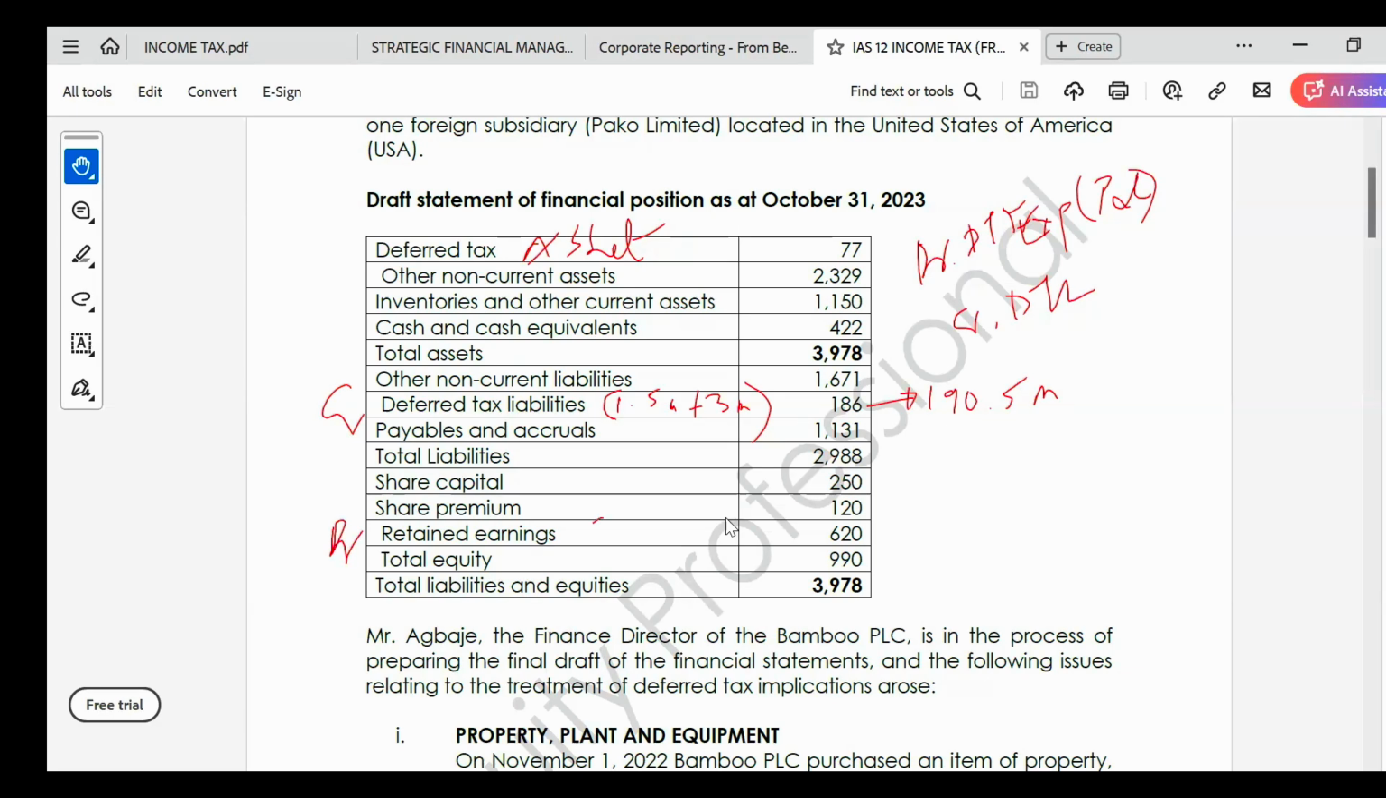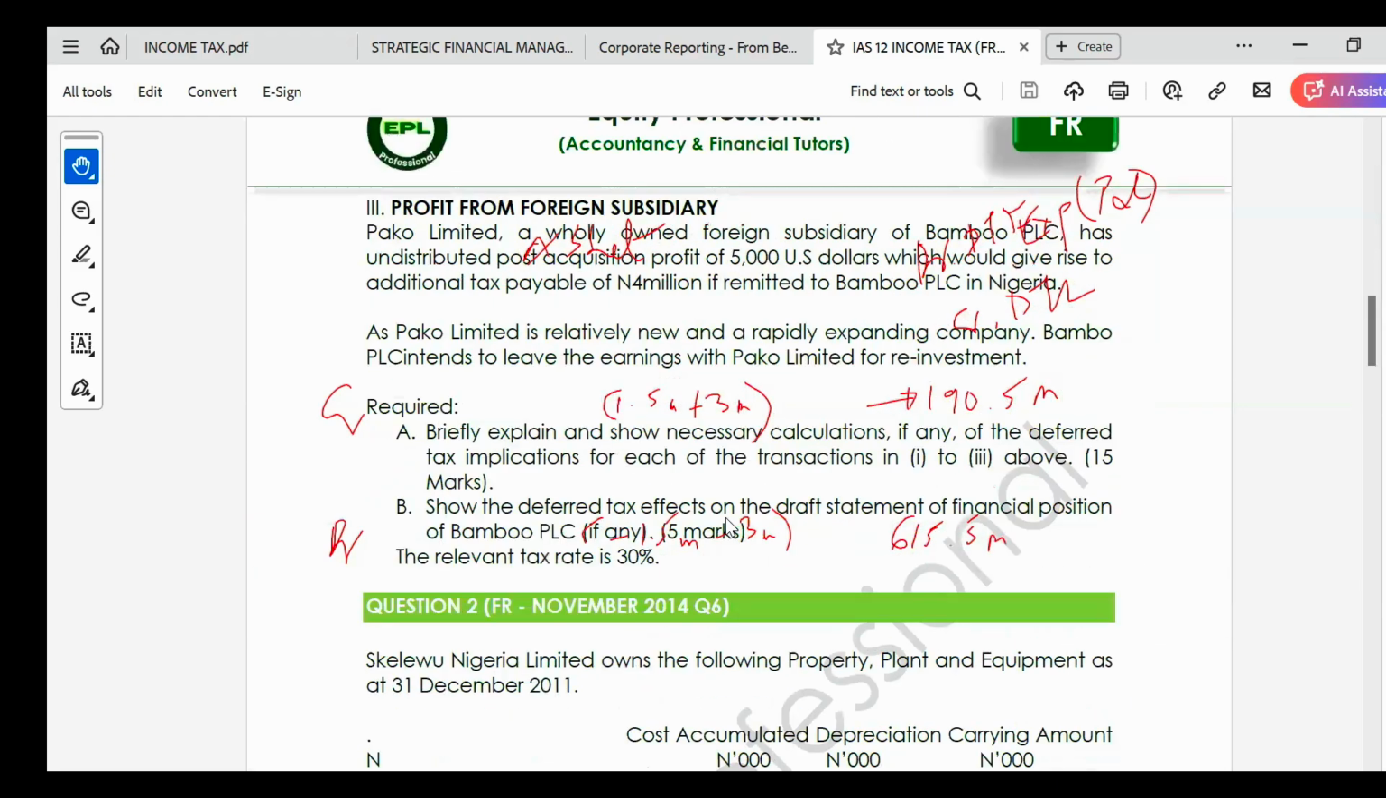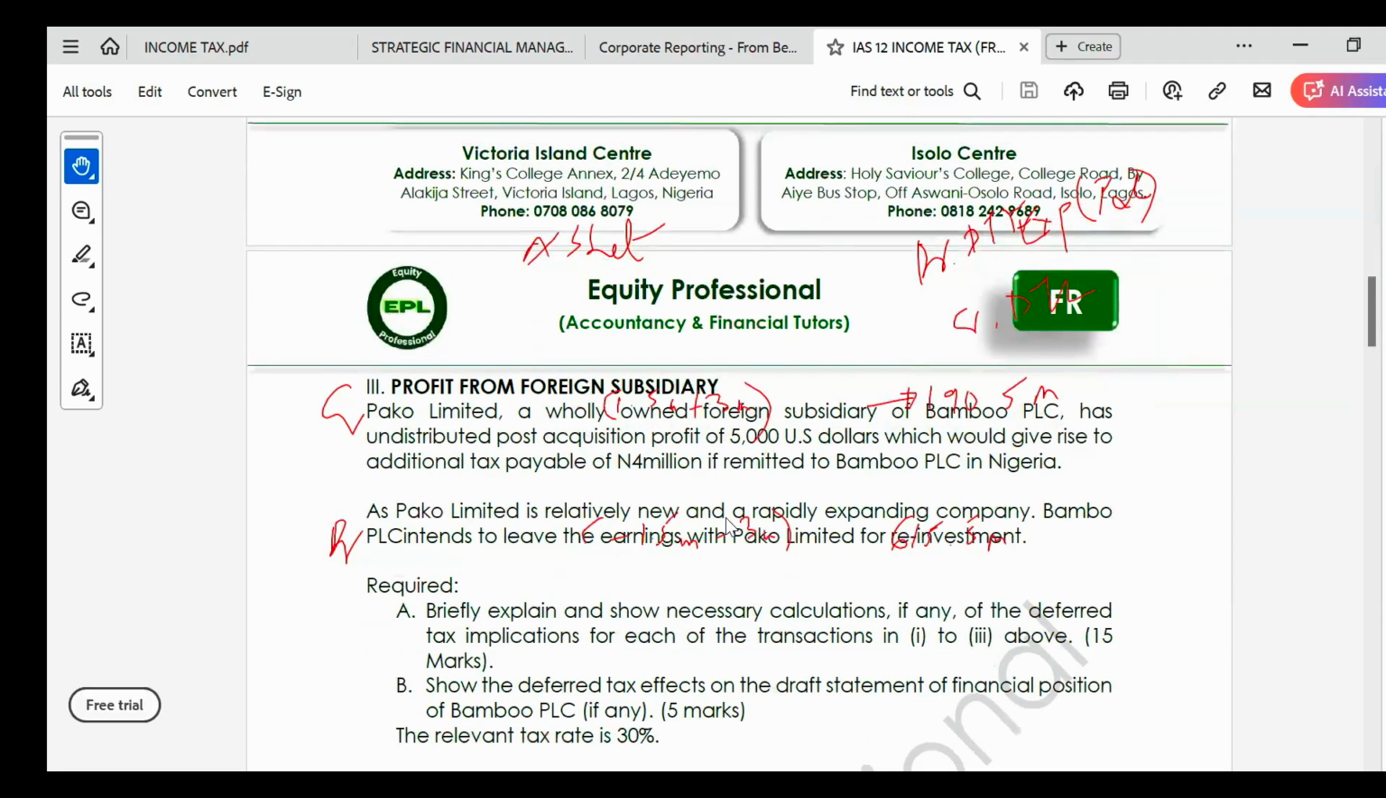So I'll come here and say minus 1.5 million, minus 3 million. If I take away 4.5 from here, I should have 615.5. All right, so that is exactly what's going to happen there. And then you just return it back to them. So it's by and large a simple question, except for the third one. And that third one, a lot of people will do gymnastics only to discover that there is none. So pay attention to this.